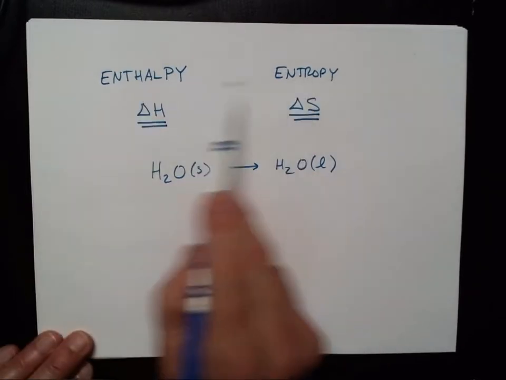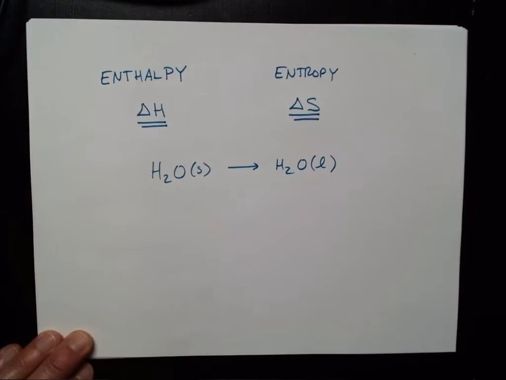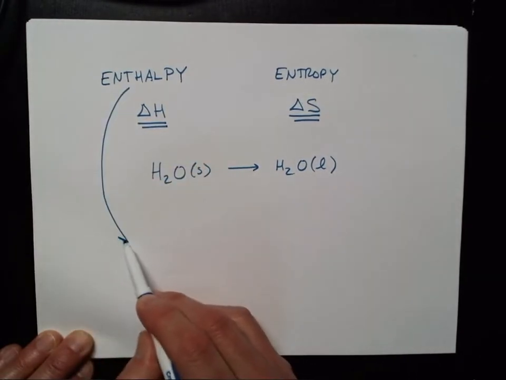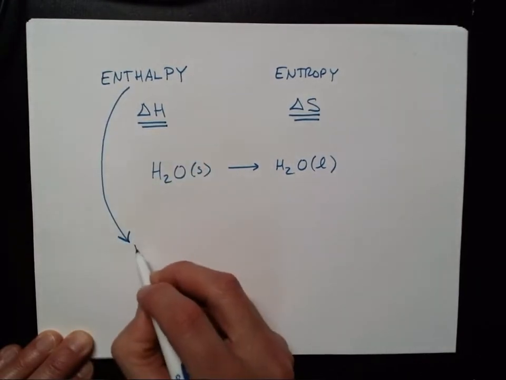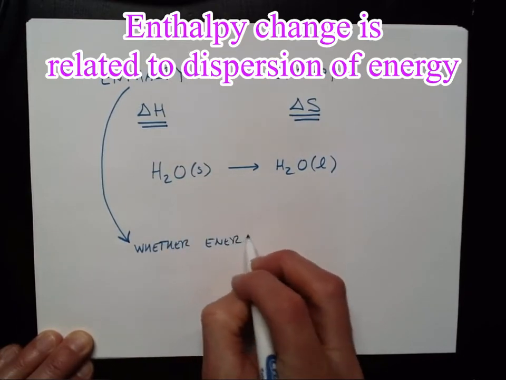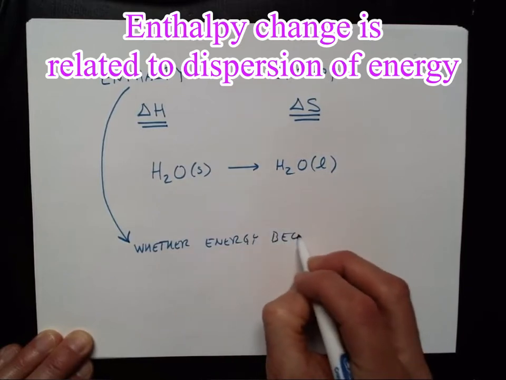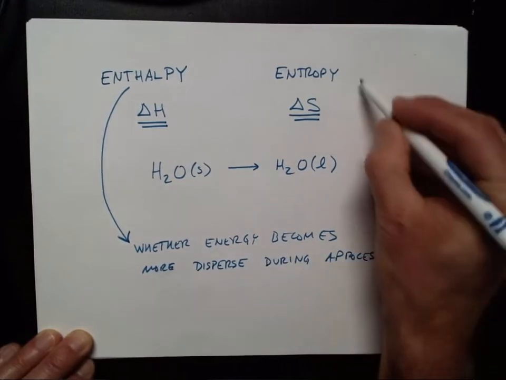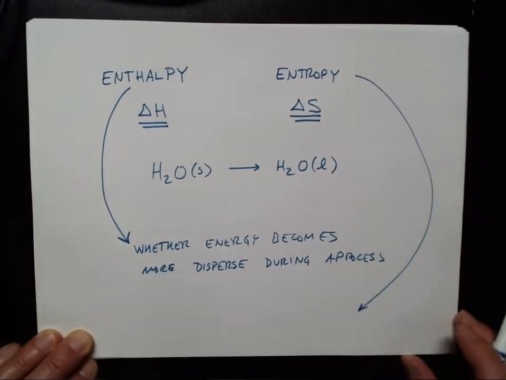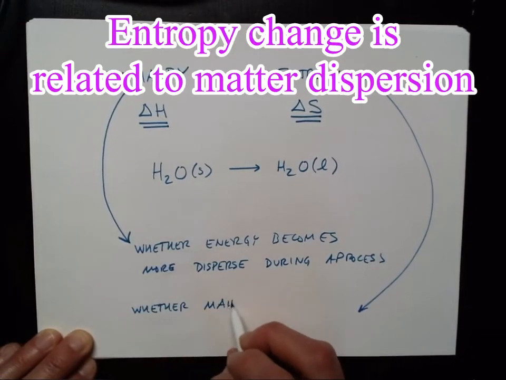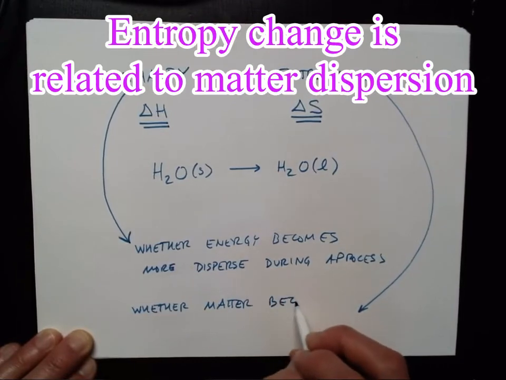And these two thermodynamic functions can be linked to some intuitive ideas. So the enthalpy tends to focus on whether energy becomes more spread out or not. And the entropy can be linked to whether matter becomes more dispersed or not during a process.